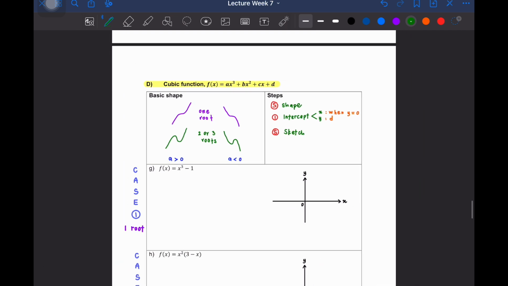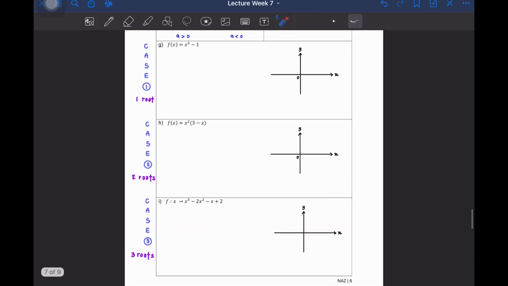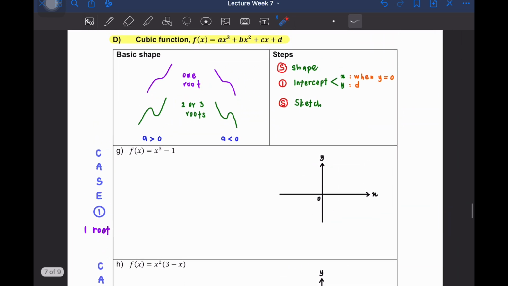Take a look at your notes. You have 3 examples altogether, G, H, and I. Madam has divided these examples into 3 cases. The first one, example G, is for 1 root. The second one, H, is 2 roots. And the last one, example I, is for 3 roots. Let's take a look at the examples one by one.